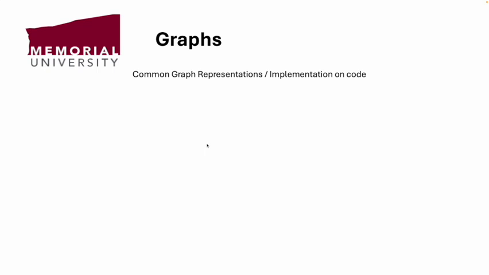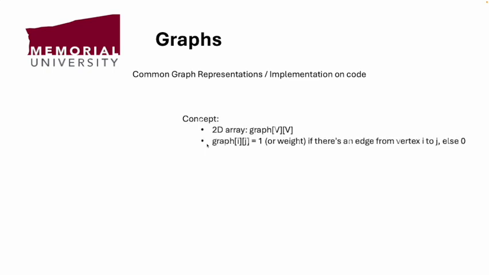A 2D array, the simplest way. We can build a graph using a two-dimensional array. Each dimension is the number of vertices. Then it's used to build the edges, so either you have an edge between each pair of vertices or not, or you can define a different weight if it's a weighted graph.